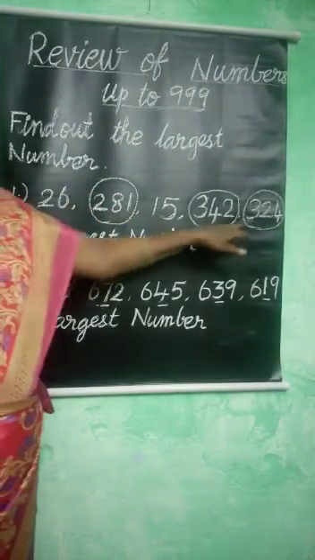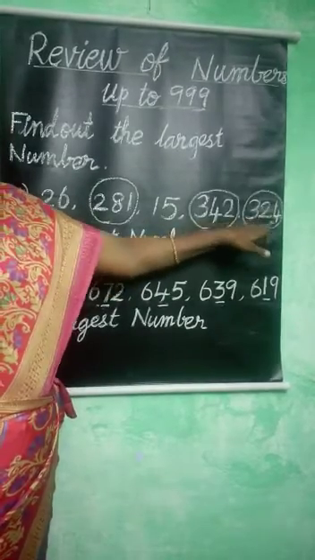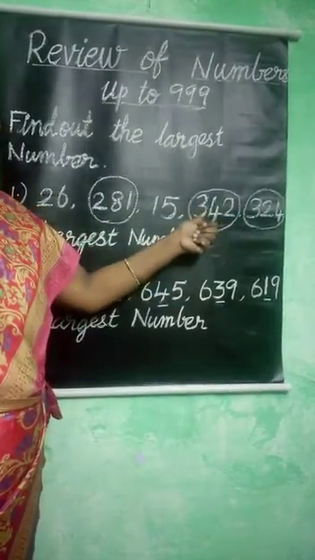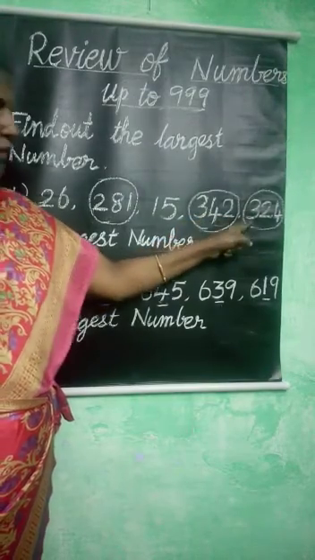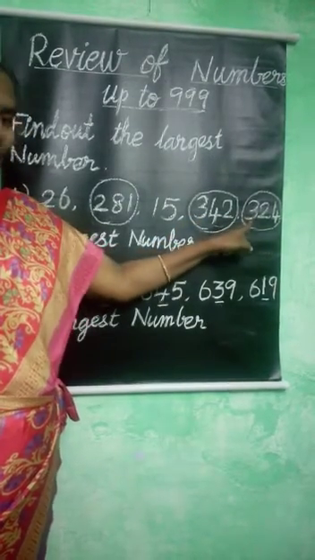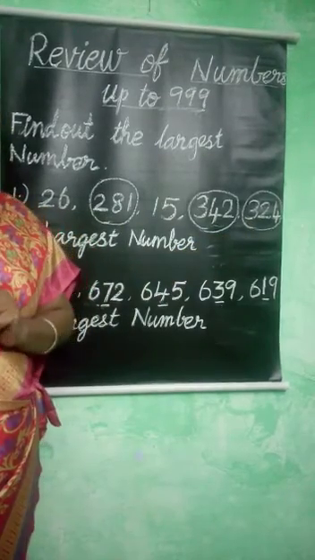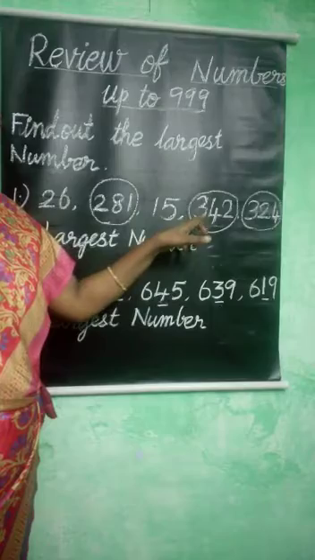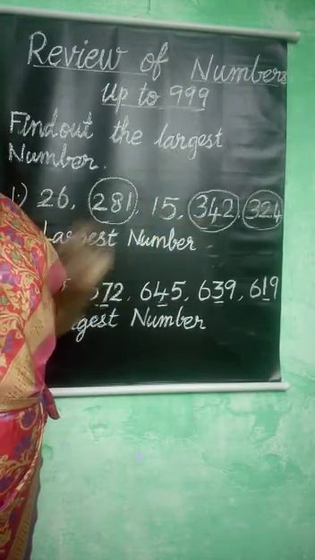Now, we can take only these 2 numbers, 342 and 324. Now, look at both numbers. In 342, 3 is present in 100 place. In 324, again 3 is present in 100 place. So, the 100 place is equal in both numbers. If the 100 place is equal in both numbers, then we have to check the tens place.